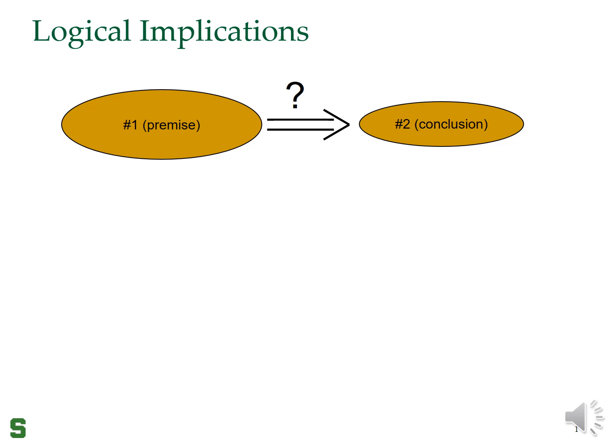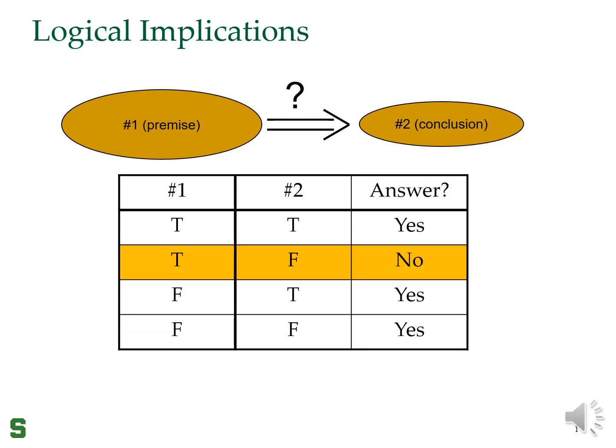Okay, so let's look at what logical implication we have. We have premise 1 implies conclusion 2. So we have different possibilities that we could have. The premise could be true, the conclusion could be true, and the answer is yes, we are good.